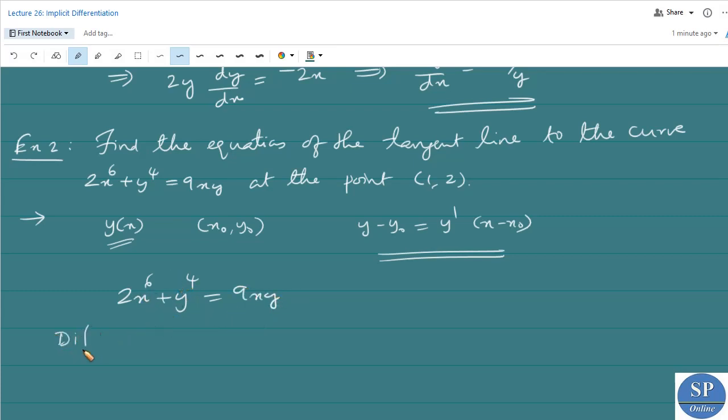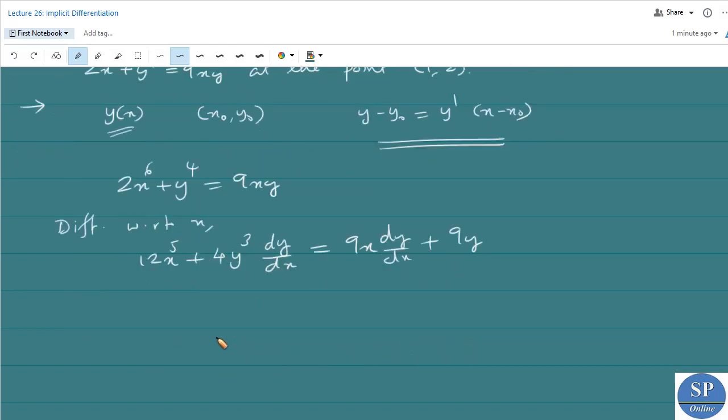So differentiating with respect to x, we get derivative of 2x power 6 is 12x power 5 plus derivative of y power 4 is 4 into y cube into dy by dx, which is equal to derivative of 9xy. Here we have to use the product rule because x is a function of x and y is a function of x, so we have to apply the product rule. So 9x into derivative of y is dy by dx plus 9y into derivative of x is 1. So this is the differentiation of this equation.